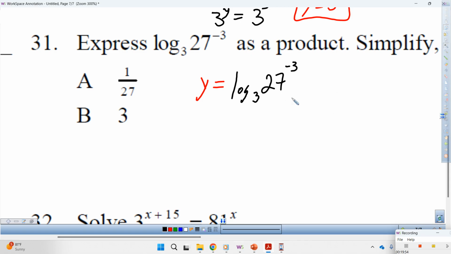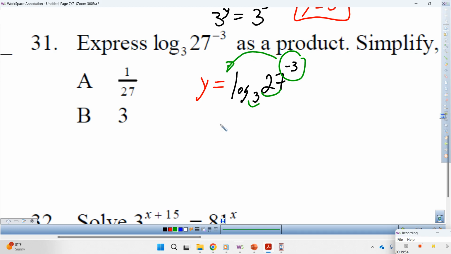Wait a minute, this is kind of weird, isn't it? Who remembers this rule? Are these the same base? No. What happens to that number? What is going to happen to that number? Talk to your neighbor. What shall we do with that number? Yeah, you bring it to the front.